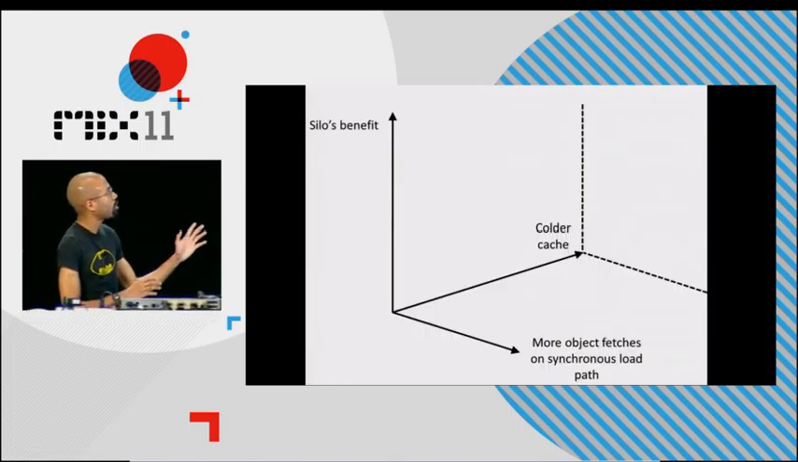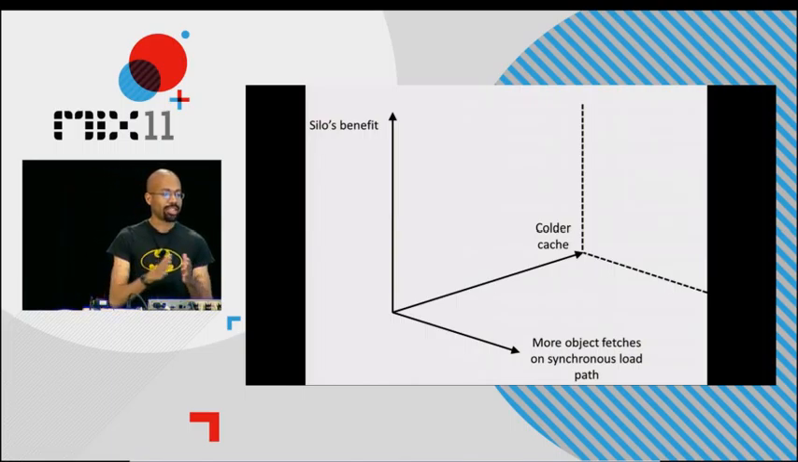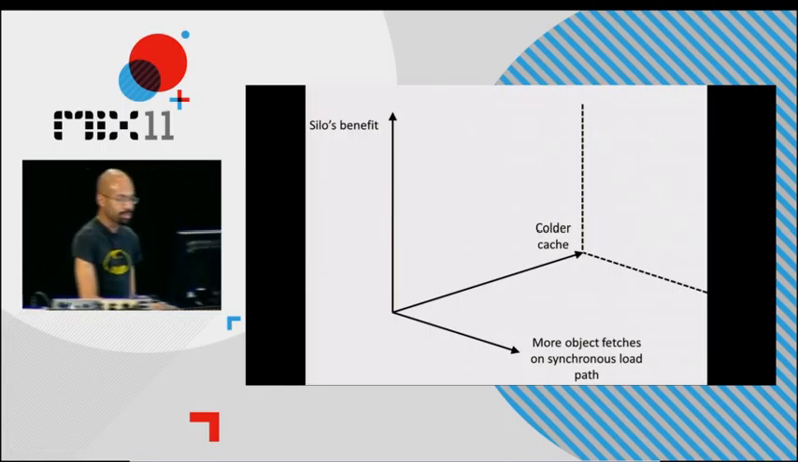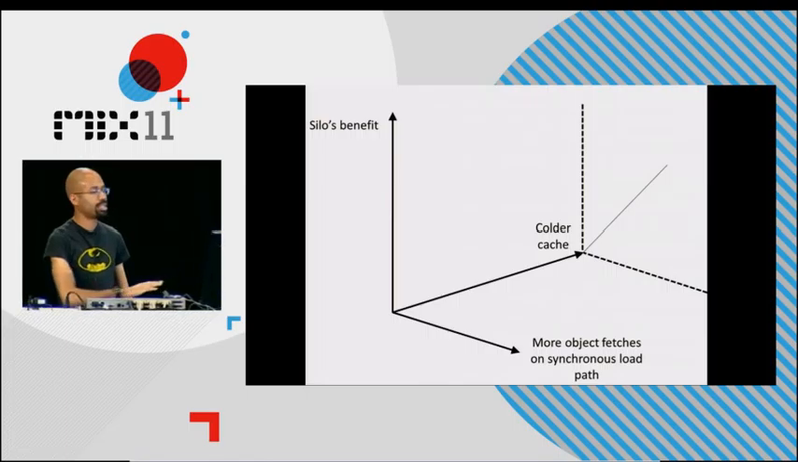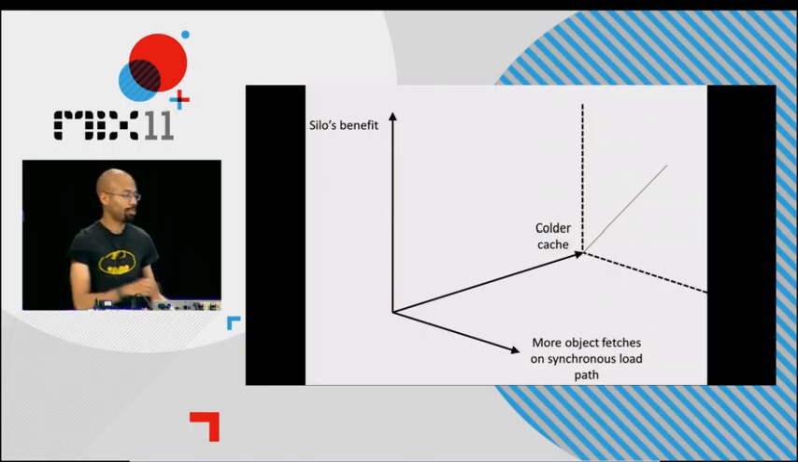So in this graph here, we have Silo's benefit up on the y-axis, and then on the other axes, we see the degree to which the cache is cold and the degree to which there are a lot of objects on the synchronous load path for the page. And so essentially, Silo's benefit comes in this part of the graph to the right. The colder the cache is and the more objects you have to load to get that page ready, that's when Silo provides the biggest benefit, right? Because essentially what Silo does is it masks RTT latency. So if the cache is cold and there are a lot of objects, that's when we help out a lot.